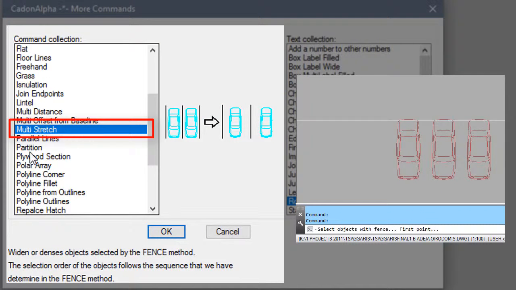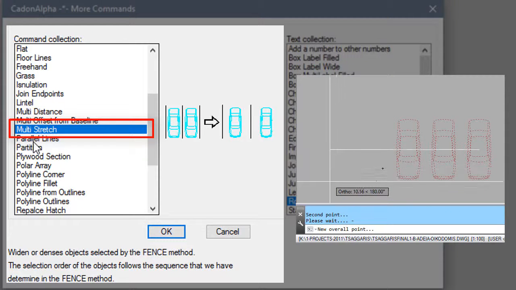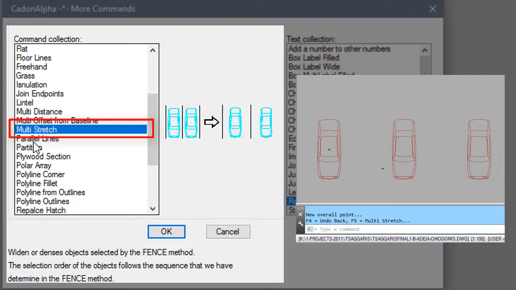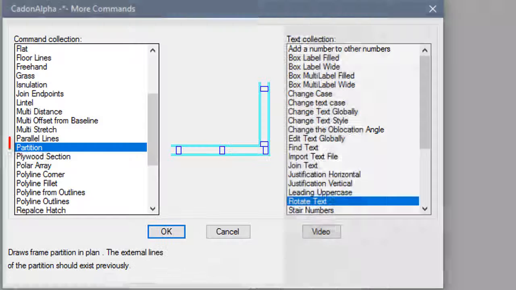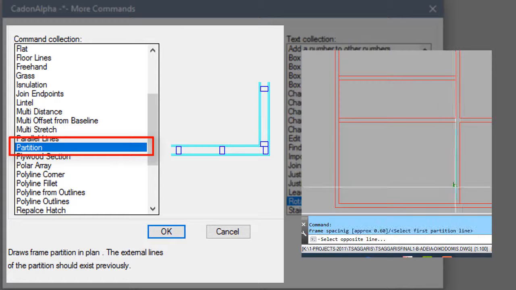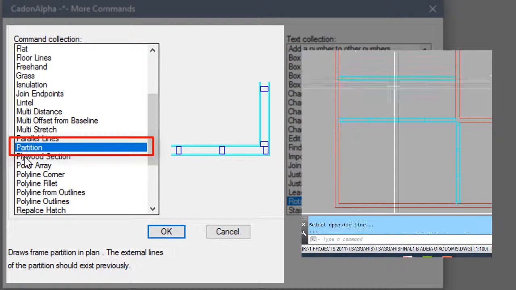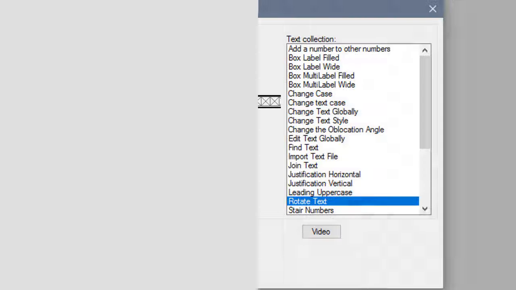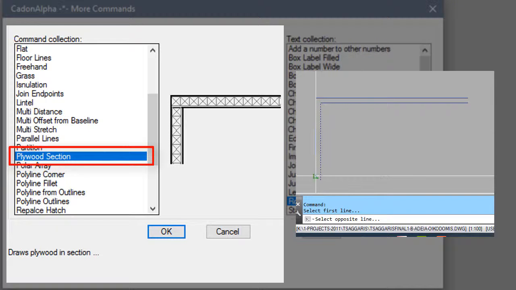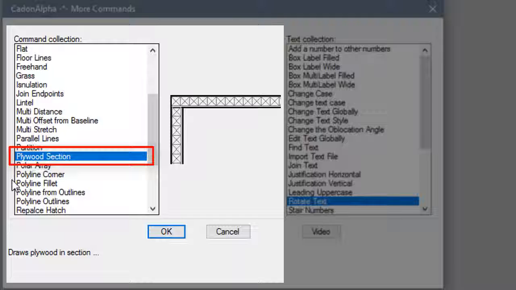Widen or densify objects selected by the fence method. The selection order of the objects follows the sequence that we have determined in the fence method. Draws frame partition in plan. The external lines of the partition should exist previously. Draws plywood in section.